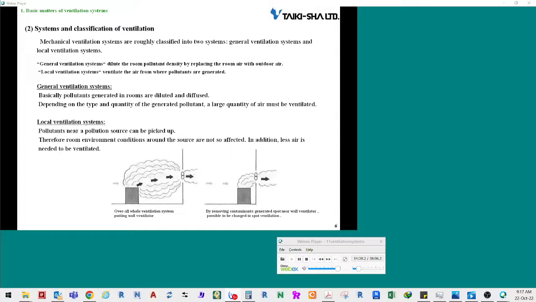In the case of a general ventilation system, basically pollutants generated in rooms are diluted and diffused. Depending on the type and quantity of the generated pollutant, a large quantity of air must be ventilated. On the other hand, local ventilation systems can pick up pollutants near a pollution source. Therefore, room environment conditions around the source are not so affected. In addition, less air is needed to be ventilated.